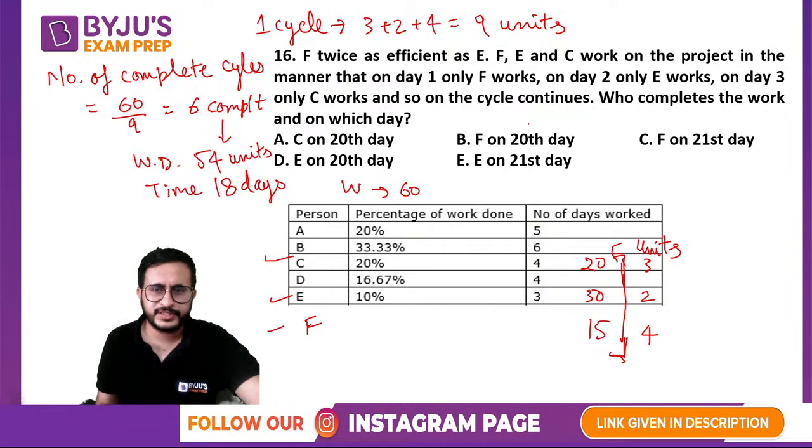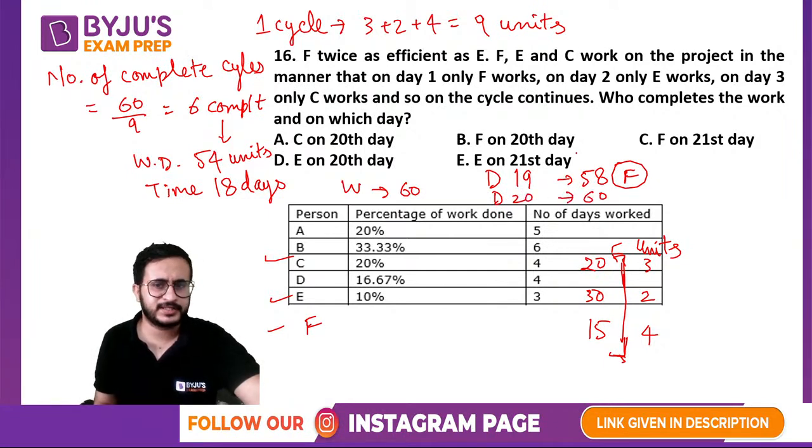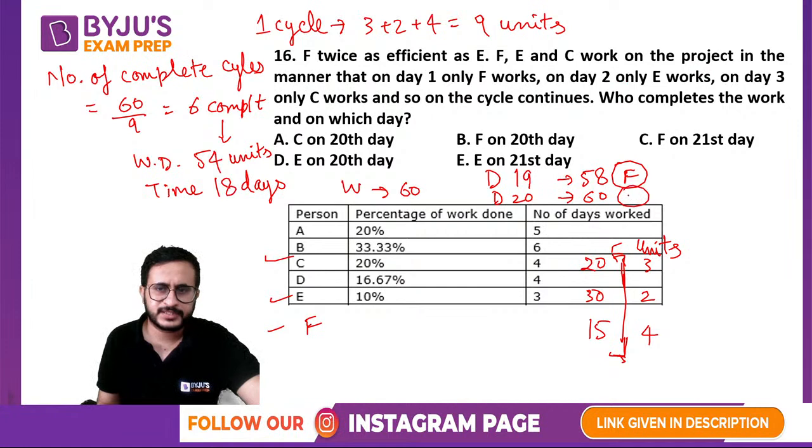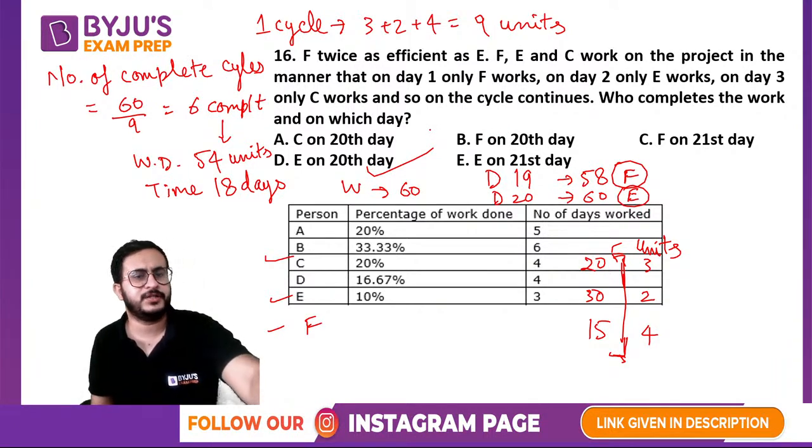Now who is starting the work? So day 1 F works. ठीक है, तो F कितना कर देगा? F is doing how many units? F is doing 4 units. So on day 19, 58 is done and F is completing the work. Okay, so day 20 it will be finished, right? So on day 20, the 60th unit will be done, and on day 2, E works, and E does 2 units, so E completes it completely. So that is E on the 20th day. Okay, so lengthy question to calculate.